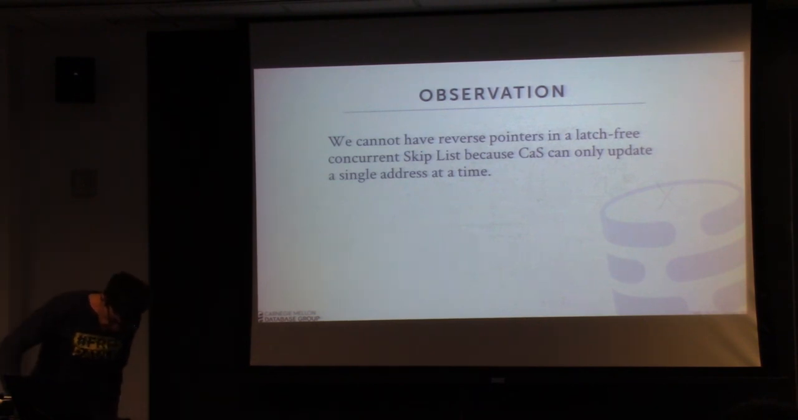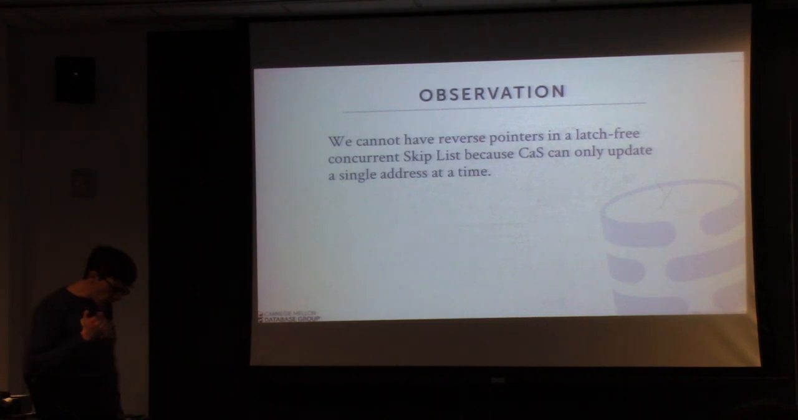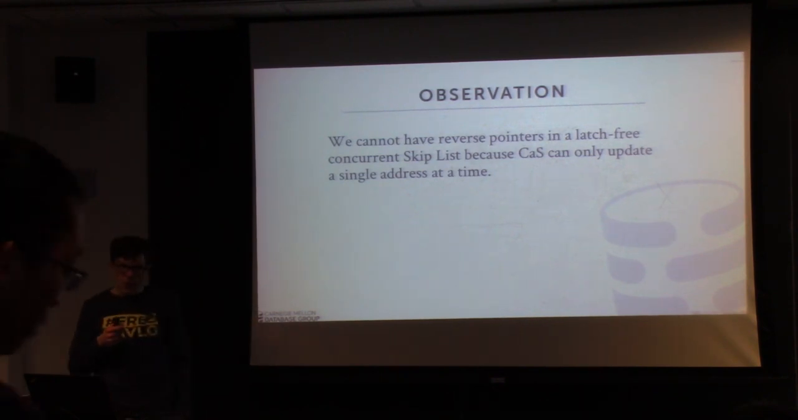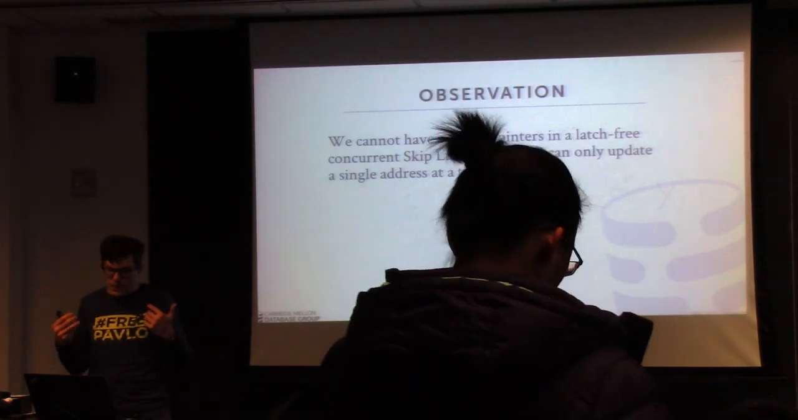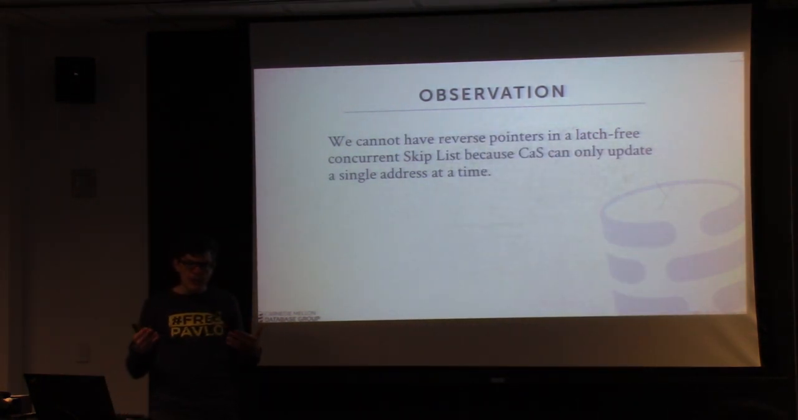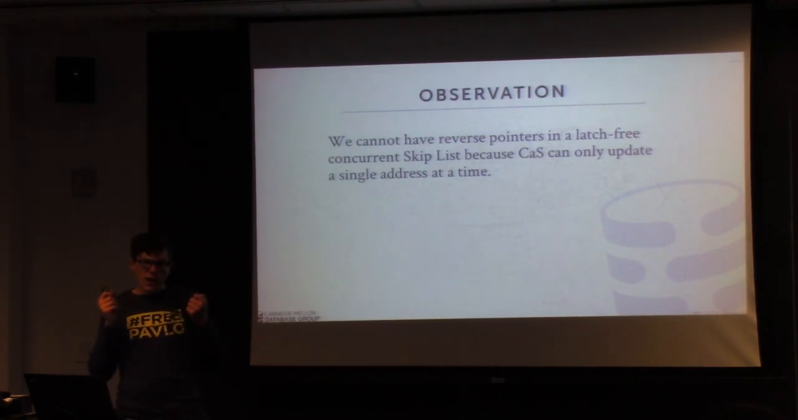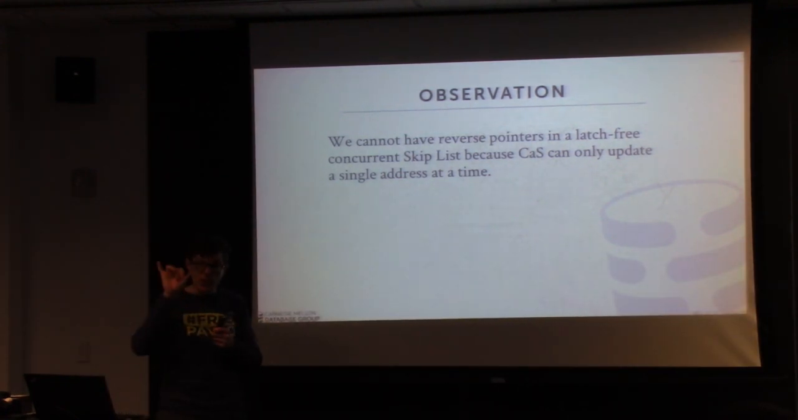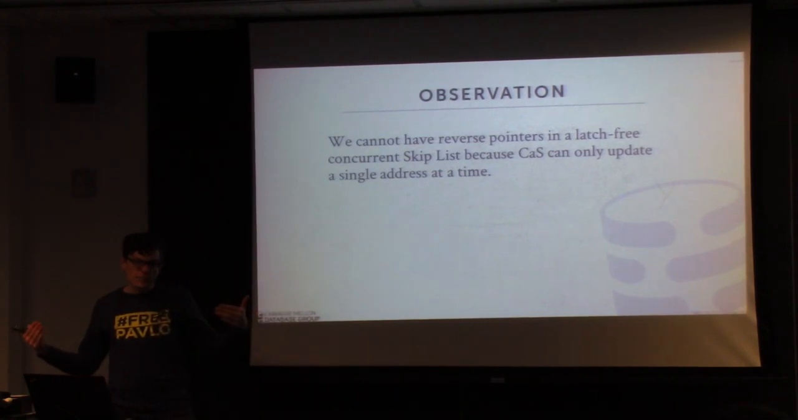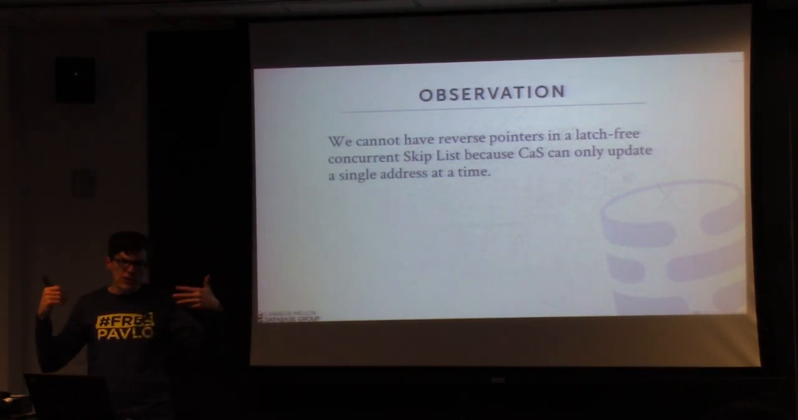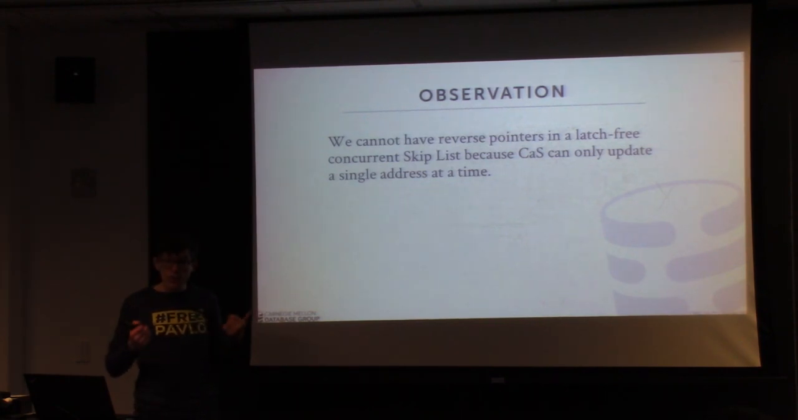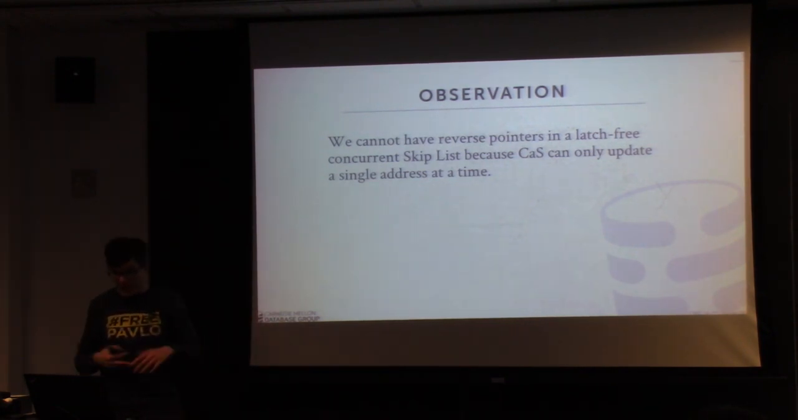An observation from last class: when we talked about the concurrent skip list, we said that we couldn't have reverse or backwards pointers along the lowest level of the index, because we're not able to do atomic updates to insert or delete nodes using compare and swap, since we'd have to touch two memory addresses. Remember, compare and swap takes one memory location and flips the bits if it matches what you expect to be there. But if you add reverse pointers, you have to update the pointers of two different nodes, and you can't do that atomically with compare and swap. The only way to guarantee atomicity would be to take a latch, which would defeat the purpose of a latch-free index.